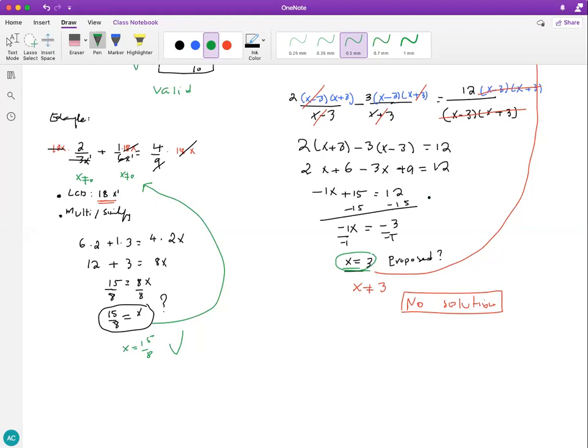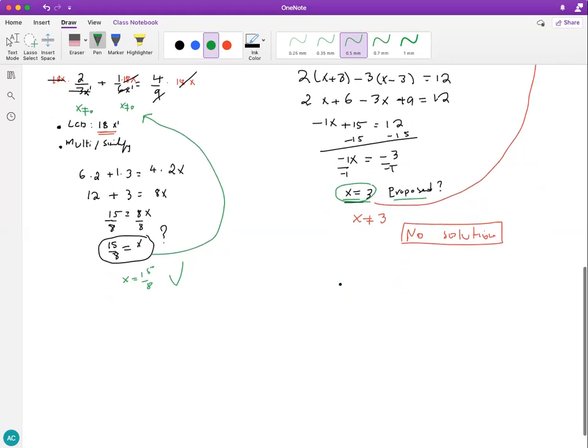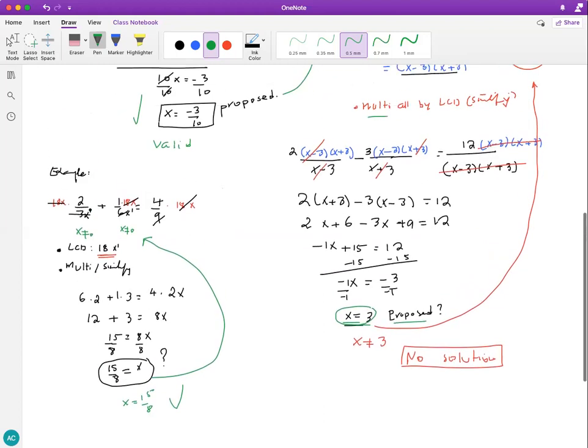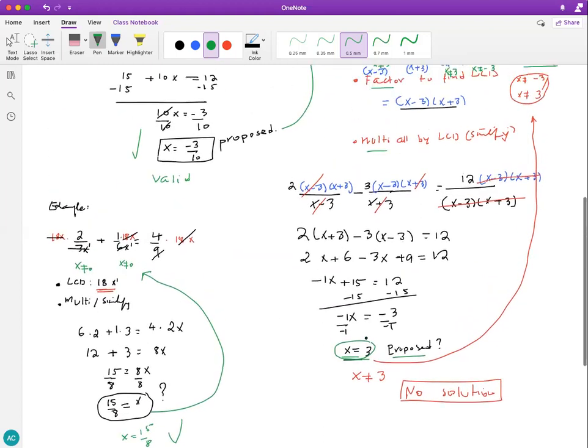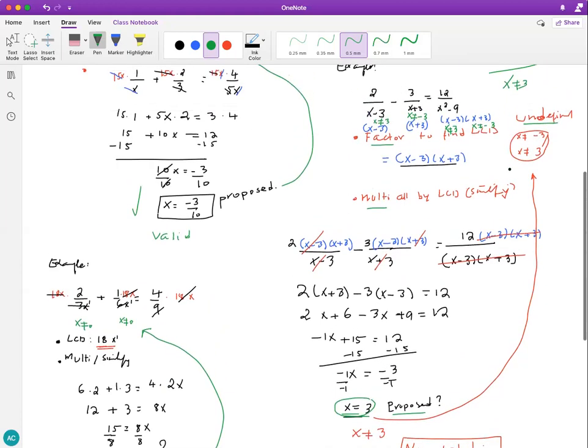At the end, always assume this is a proposal. It's not a definite solution yet. We still have to confirm, check it and see before we take it as a valid solution. So we have no problem with this one, it's fine, as long as it's not one of these. This one was not good because it's one of these.